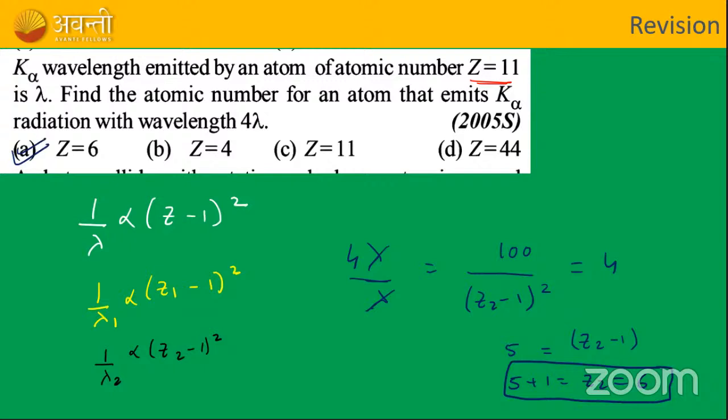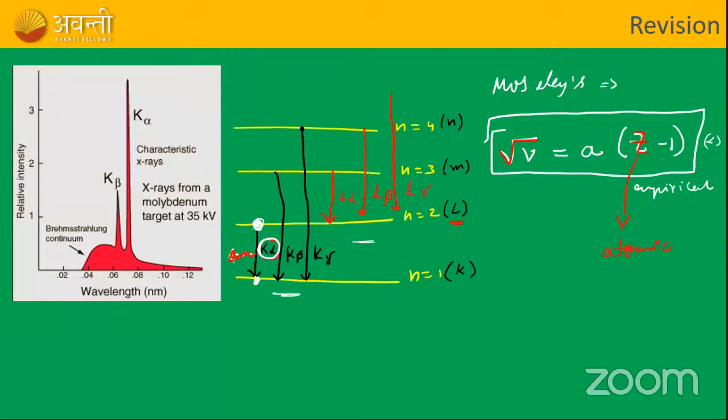Try to remember what I've written here: Moseley's law and the different kinds of X-rays that they have given. 1 by lambda is equal to a square by c to z minus 1 whole square. Try to remember these two formulas. If you want, take a screenshot, or the video will be available in the channel all the time. So you can come back and note it, and you can remember it anytime. That's completely fine.